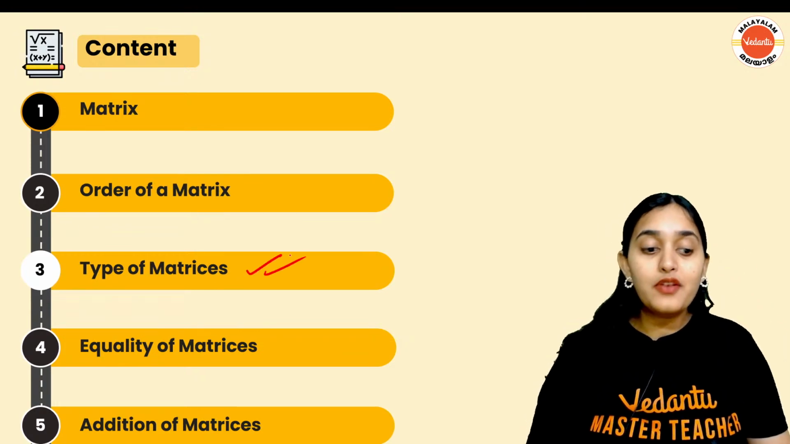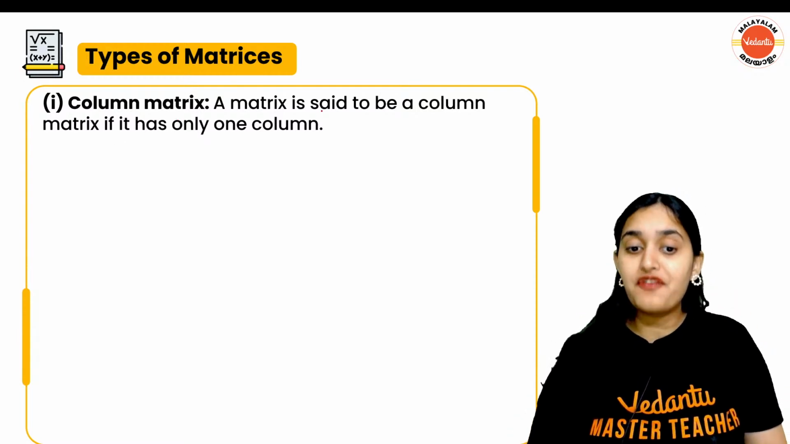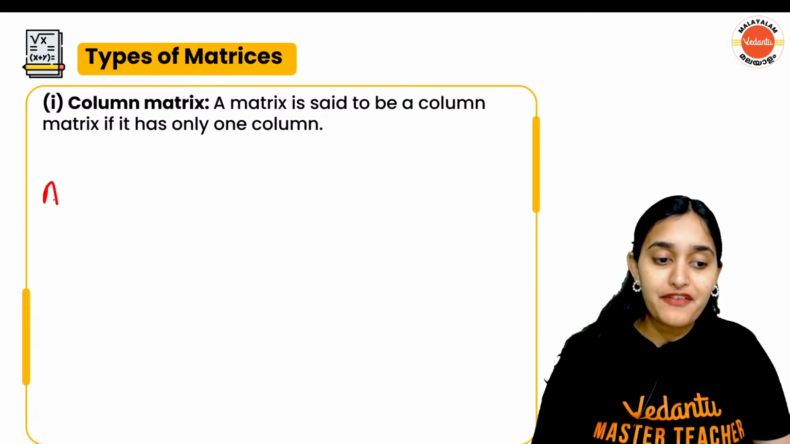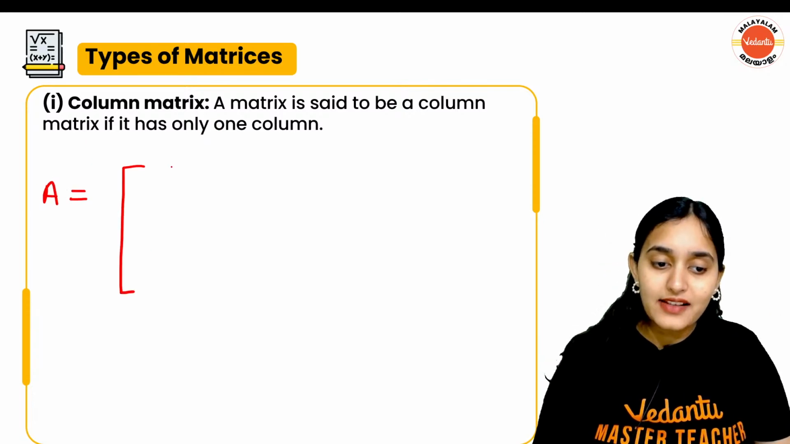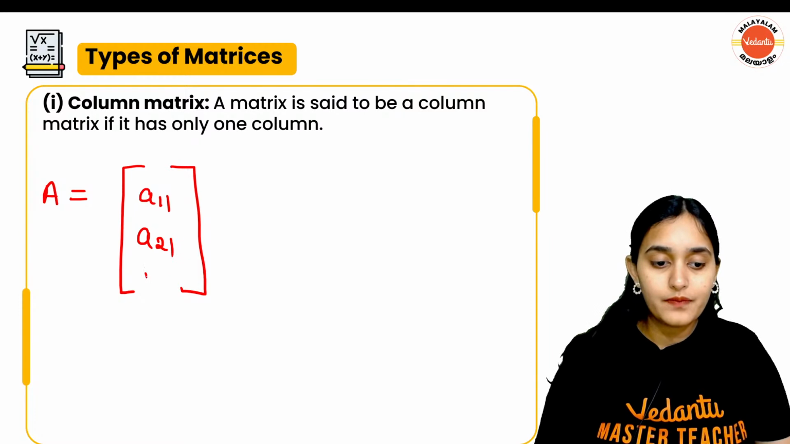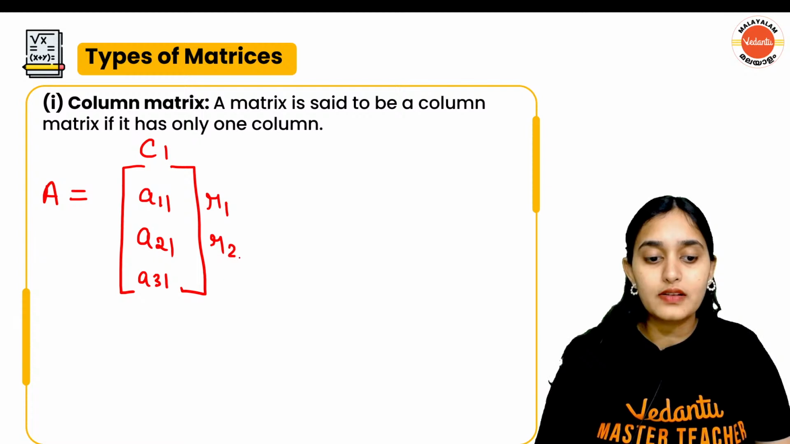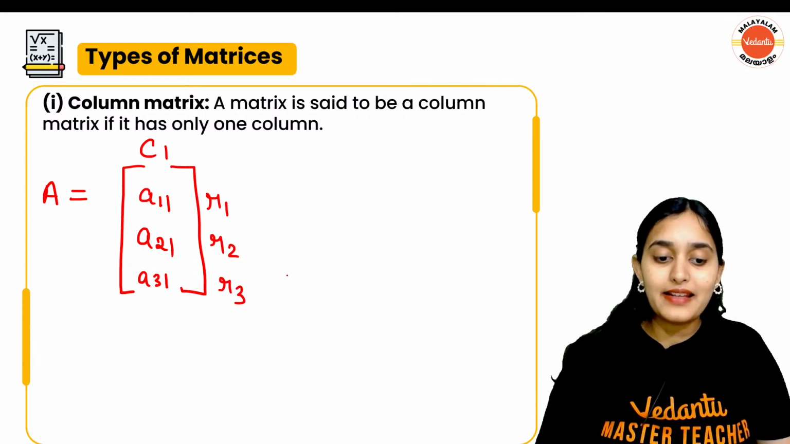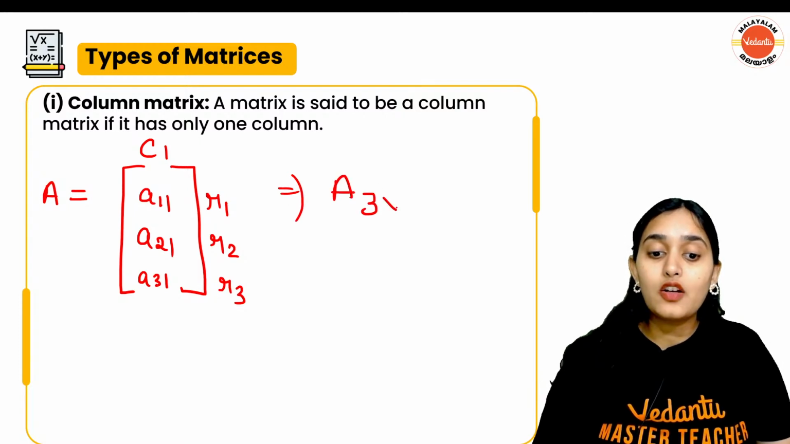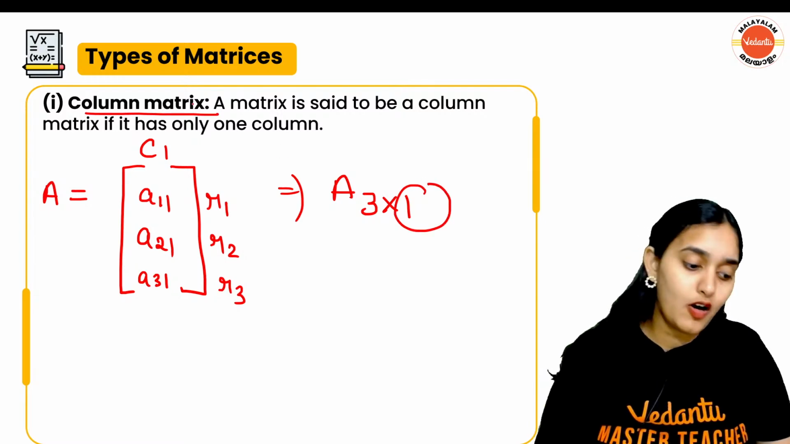Alright, now let's learn about the different types of matrices we have. First, column matrix. A matrix is said to be a column matrix if it has only one column. For example, if I have a matrix with A11, A21, A31, it has only one column and 3 rows. So this implies that A is a 3 cross 1 matrix. Only one column is there, so it will be called a column matrix.